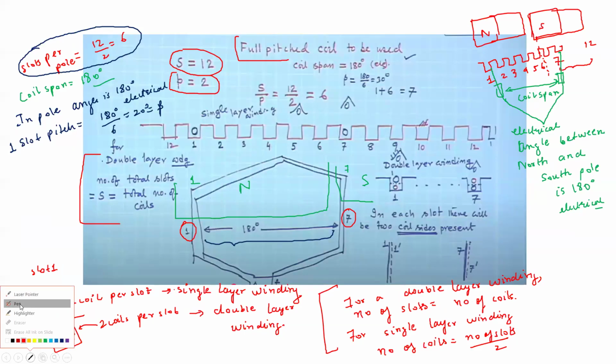So I was discussing the basic things here, because we will be making a distribution table. To go into making that winding distribution table, we have to understand these things properly. I was saying that if you have one coil per slot, it is called a single layer winding. If you have two coils per slot, then it is a double layer winding. It is very important to keep in mind that for a double layer winding, the number of slots is equal to the number of coils, and for a single layer winding, the number of coils is half of the number of slots.